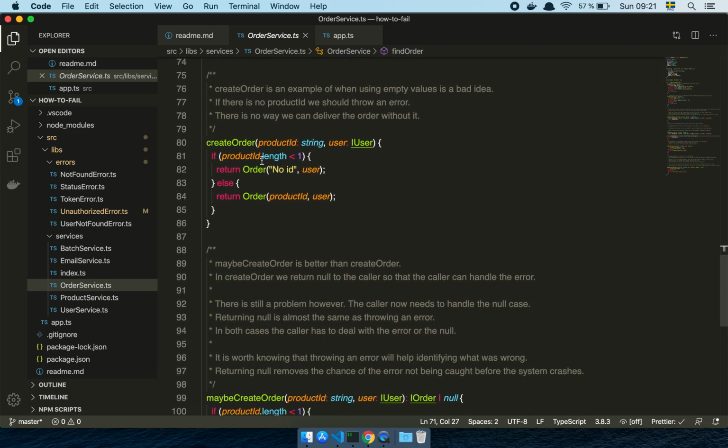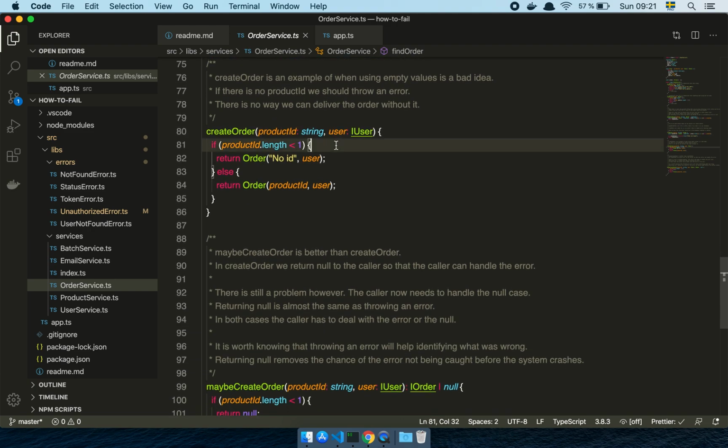So here I'm creating an order. Now notice that if the product ID isn't up to scratch, I'm going to return an empty order. So basically what I'm doing here is that I'm creating an order with the no ID set as the ID, and otherwise I'm just going to return a completed order. This is really bad. If you see something like this, you should really look into it.